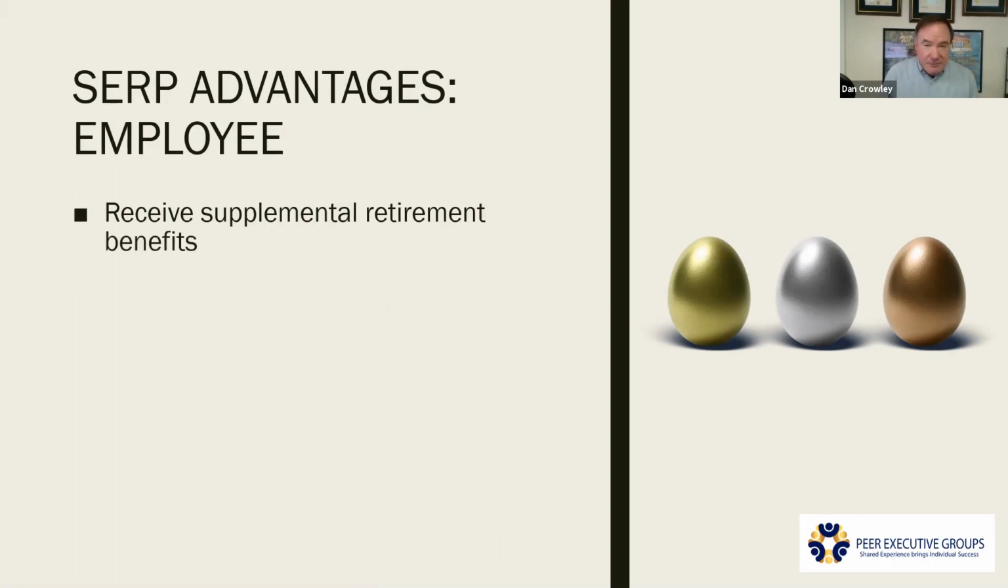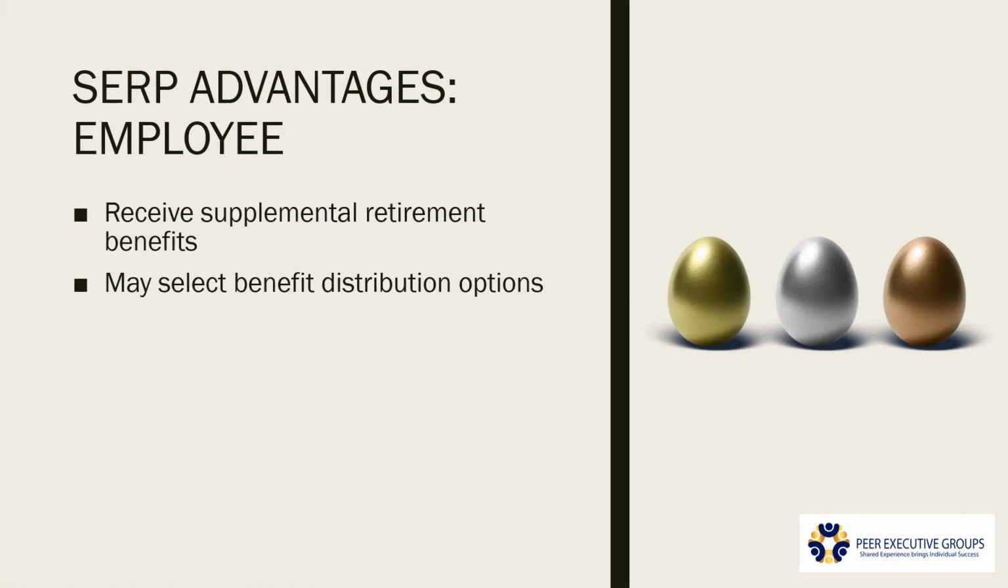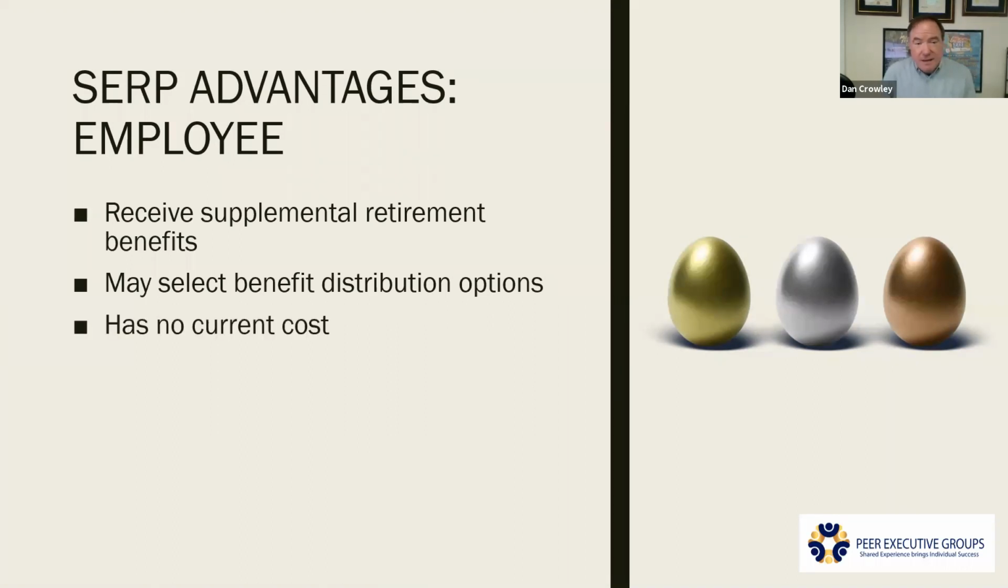Obviously, they're receiving the benefit, right? It's a golden handcuff to some extent. They may participate in the distribution benefit options. Hey, I want a lump sum. I don't want a 20-year payout. I don't want a 10-year payout. They may be part of the conversation on the design of it, depending on your interest in that.